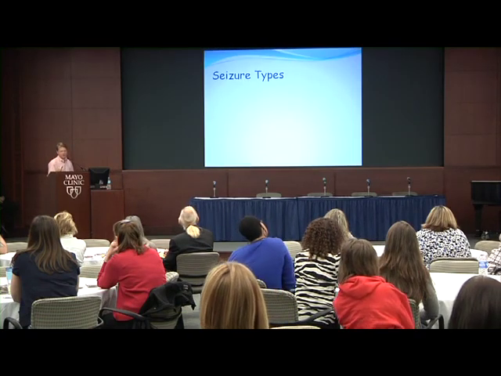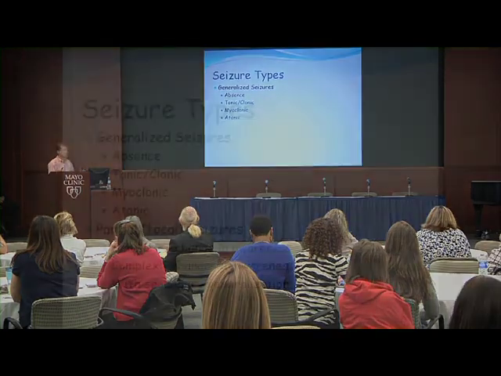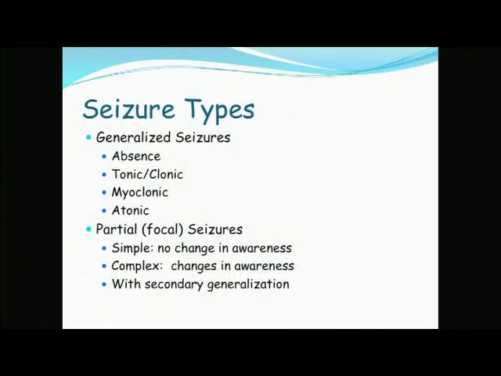There are different types of seizures. There are generalized seizures, and generalized seizures come from the entire brain all at once. And there are about 4 basic types of generalized seizures. There are absent seizures, tonic-clonic seizures, myoclonic seizures, and atonic seizures. And I'll go through these again in a second. But those are the major types of generalized seizures. Again, they involve the entire brain all at once.